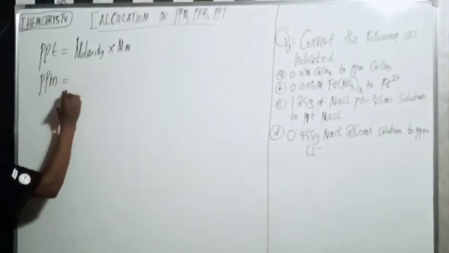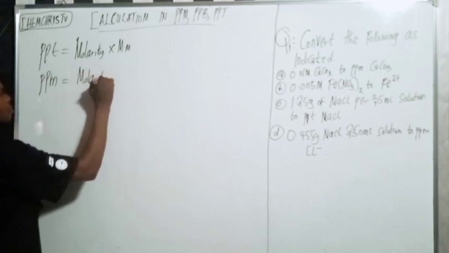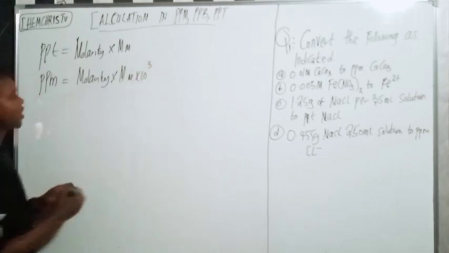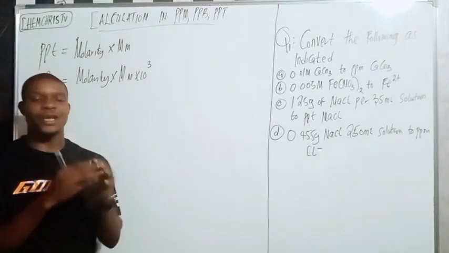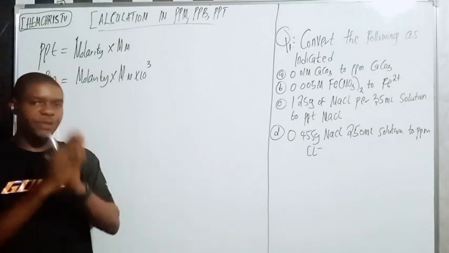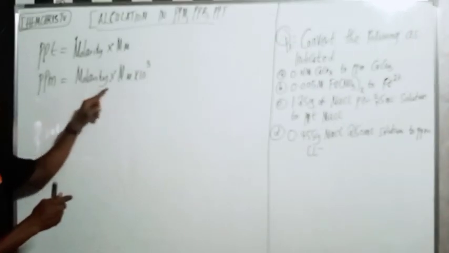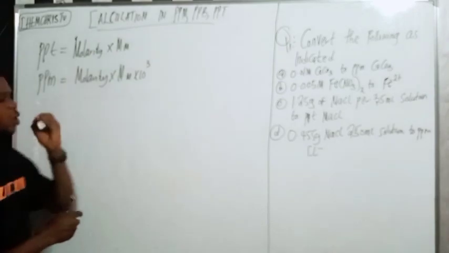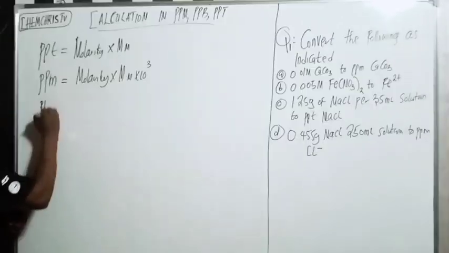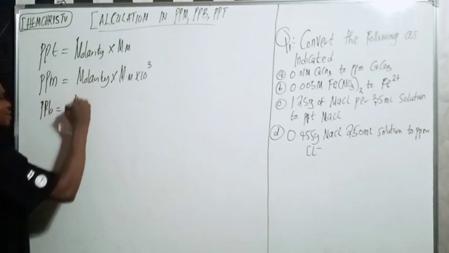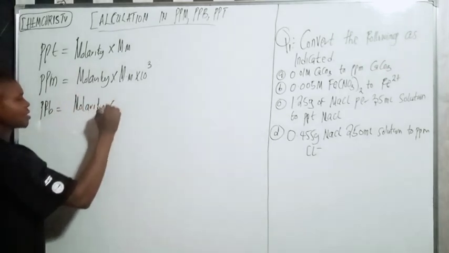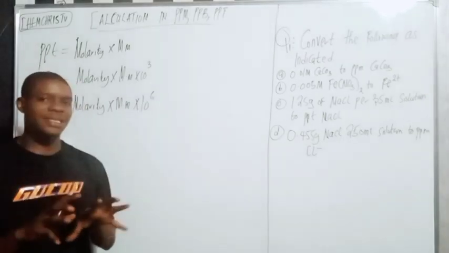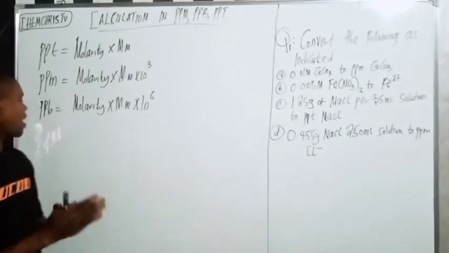Next is ppm. ppm is molarity times molar mass times 10 to the 3. So when you are asked to express concentration in ppm, you multiply the molarity with the molar mass and multiply by 1000. Then ppb is molarity times molar mass times 10 to the 6. Just that. So these are ways you can use to express ppt, ppm, or ppb.